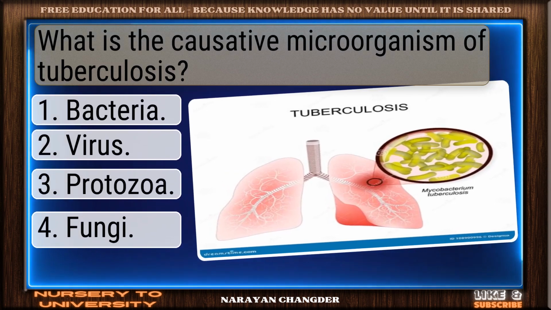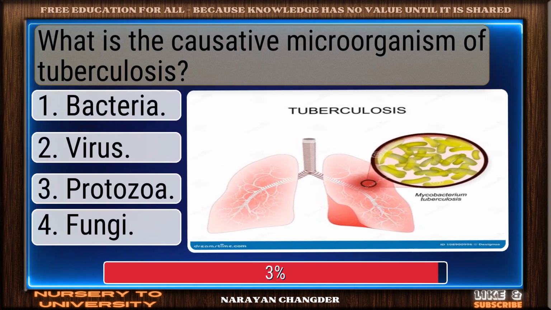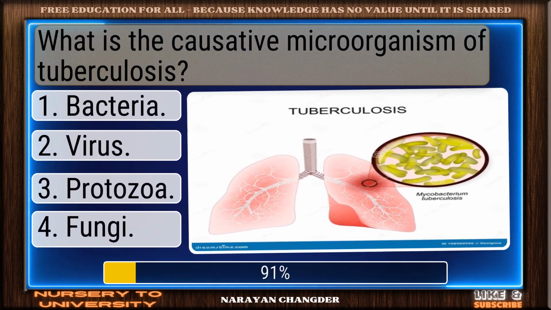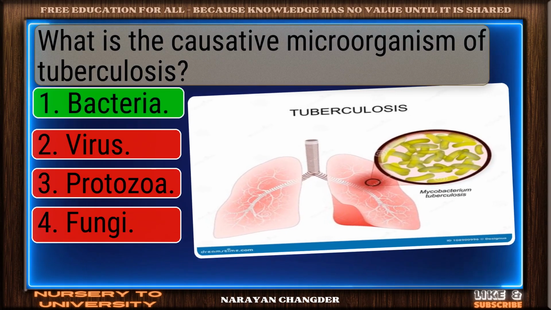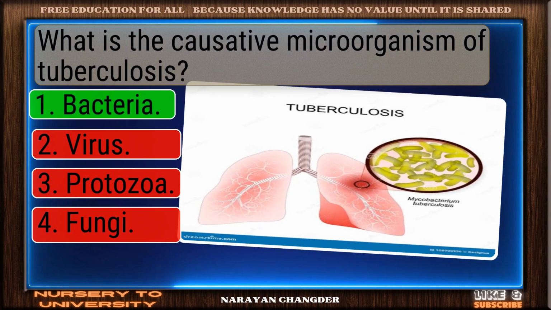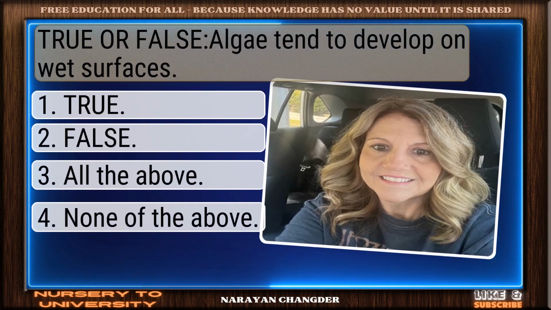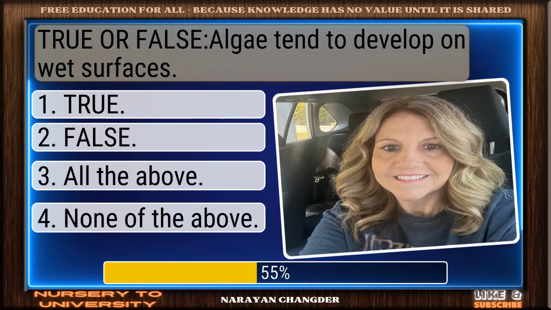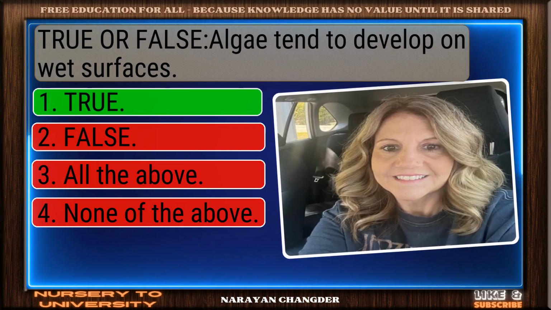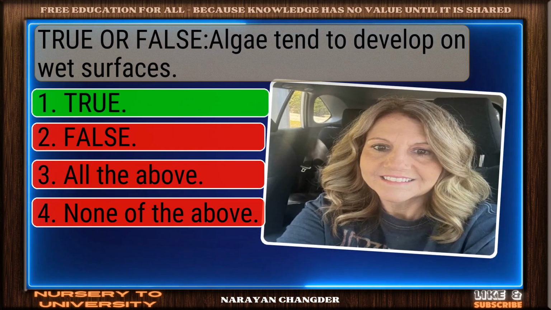What is the causative microorganism of tuberculosis? Good job. Your answer bacteria works well here. True or false? Algae tend to develop on wet surfaces. You chose true, and it is correct.